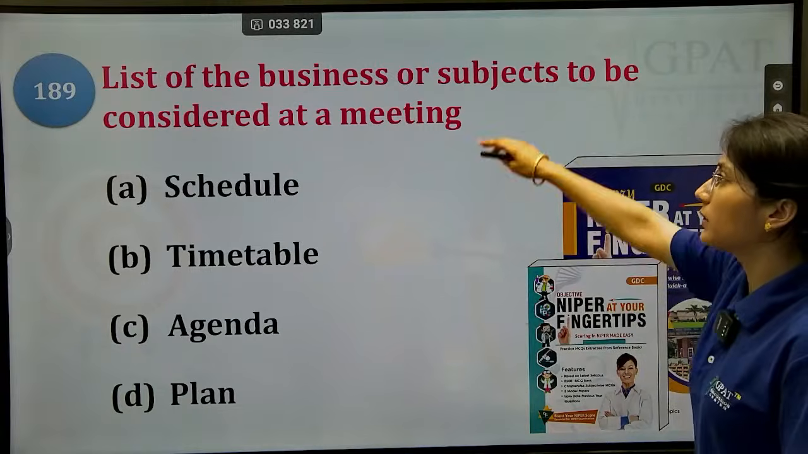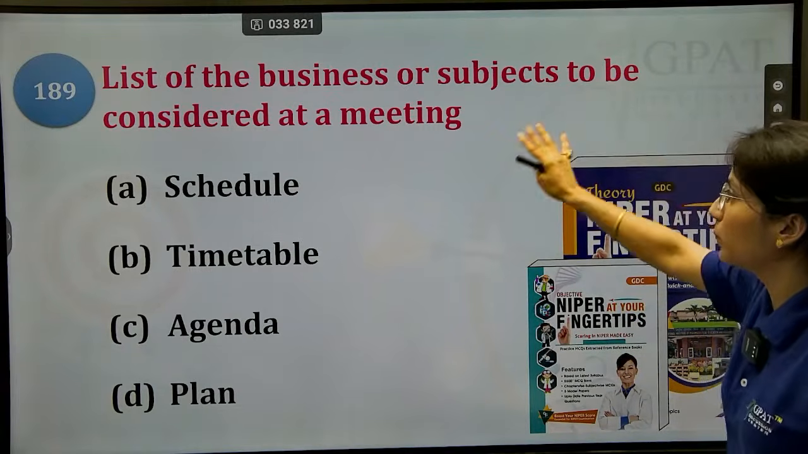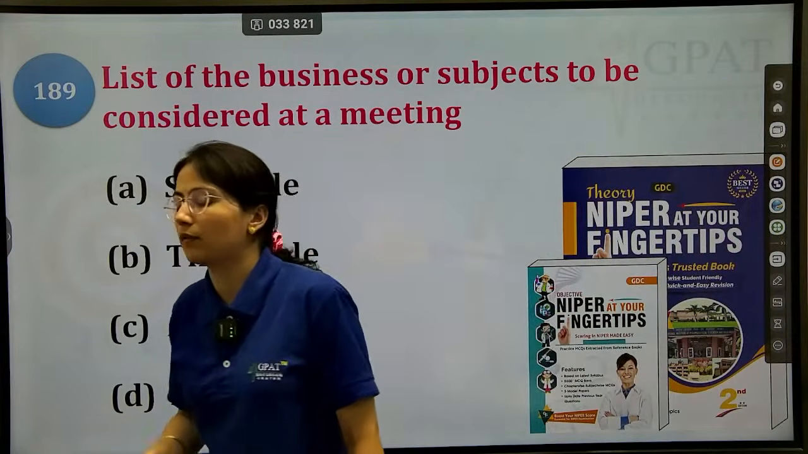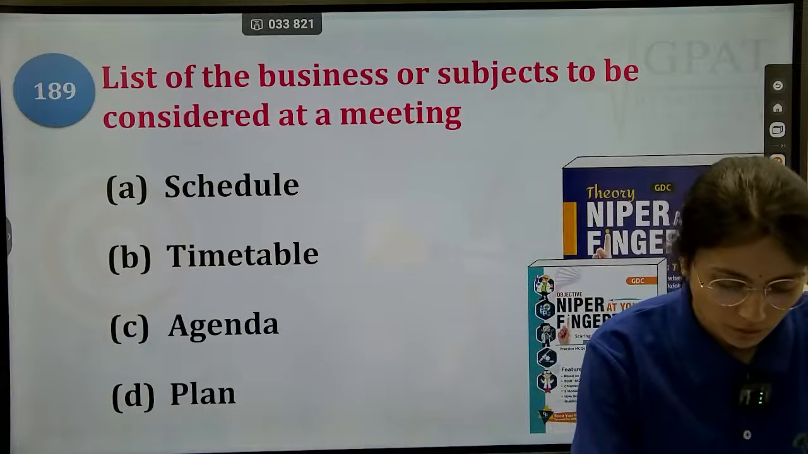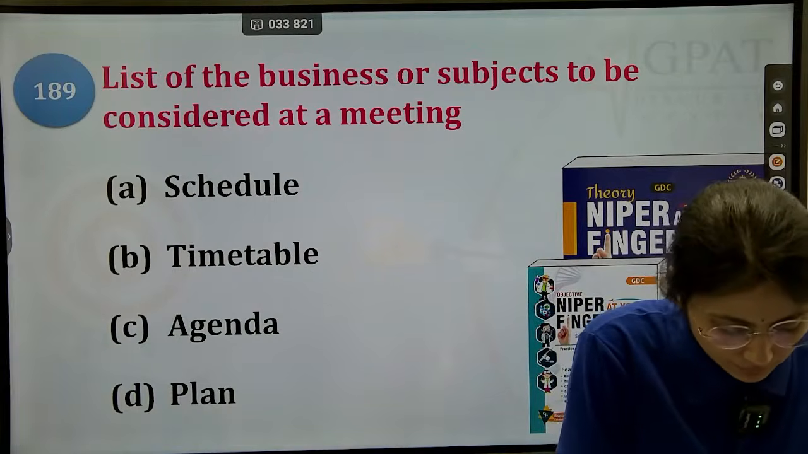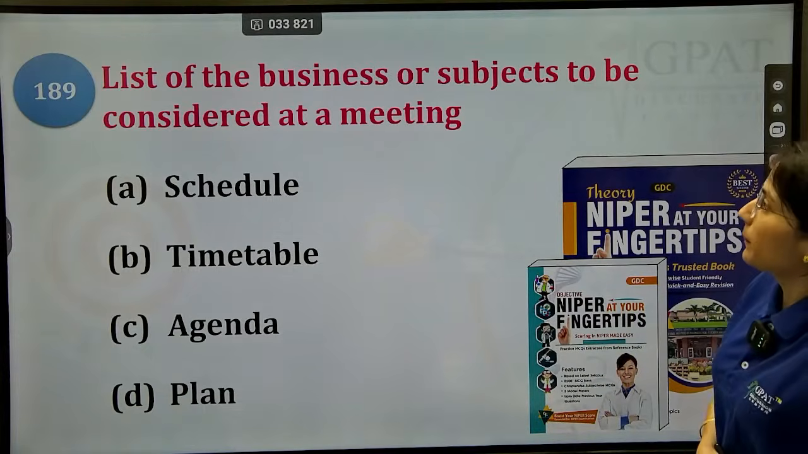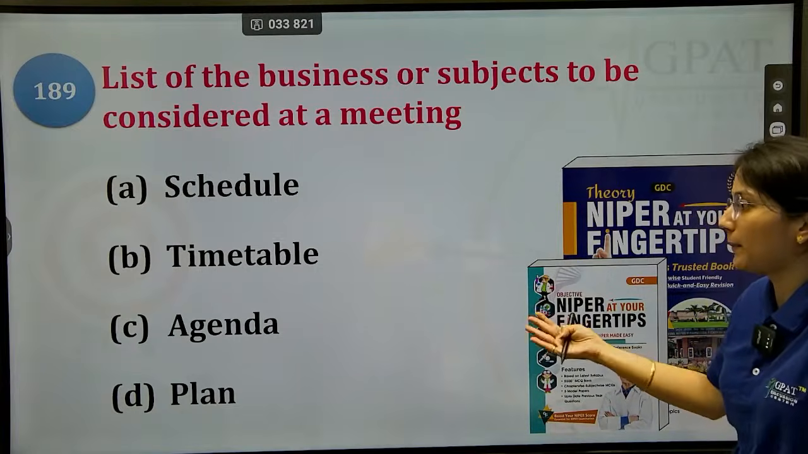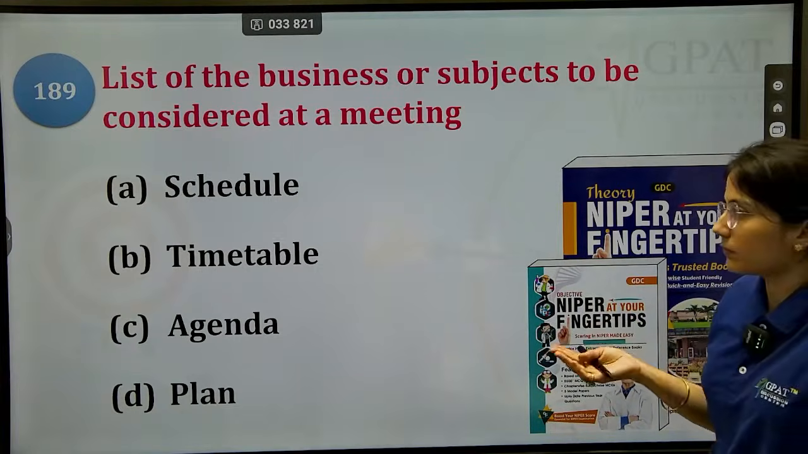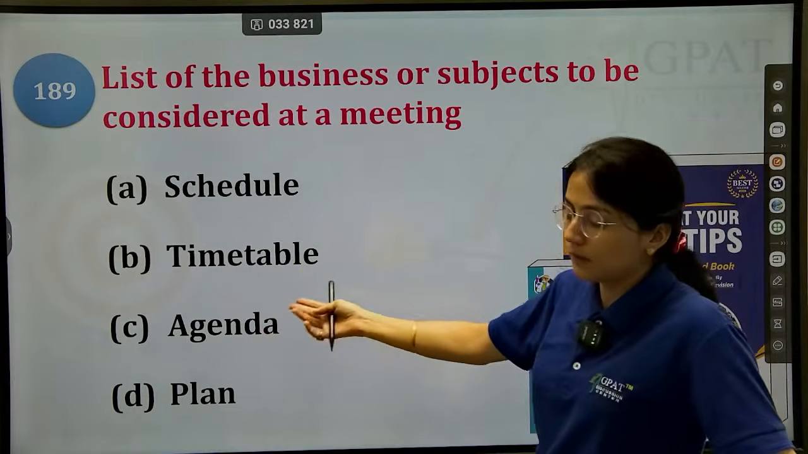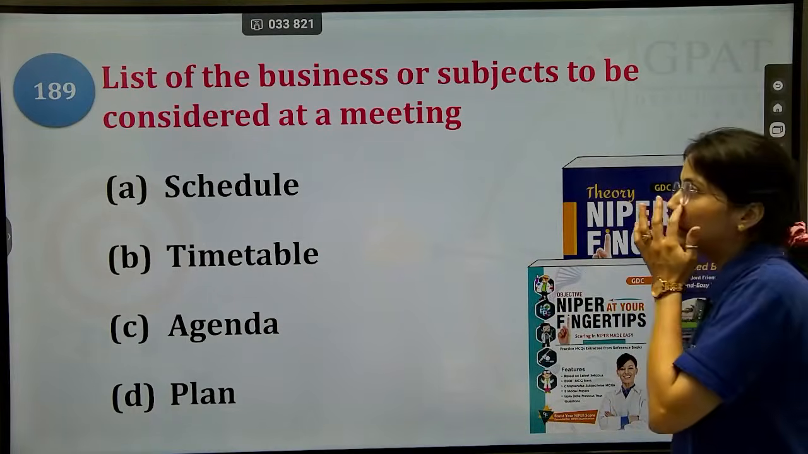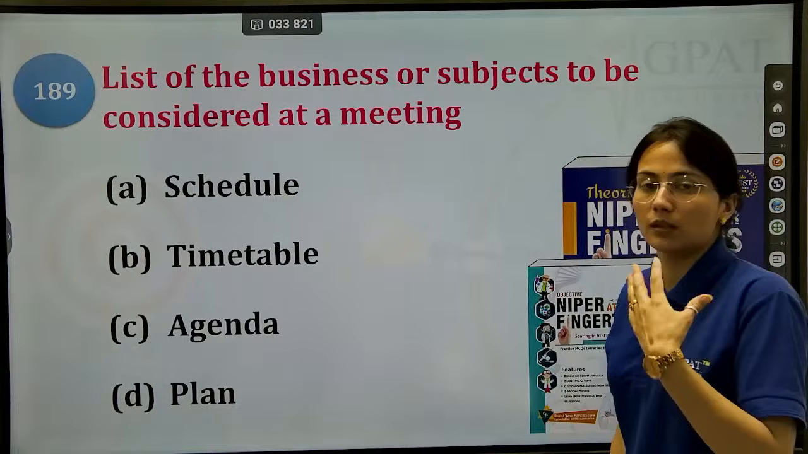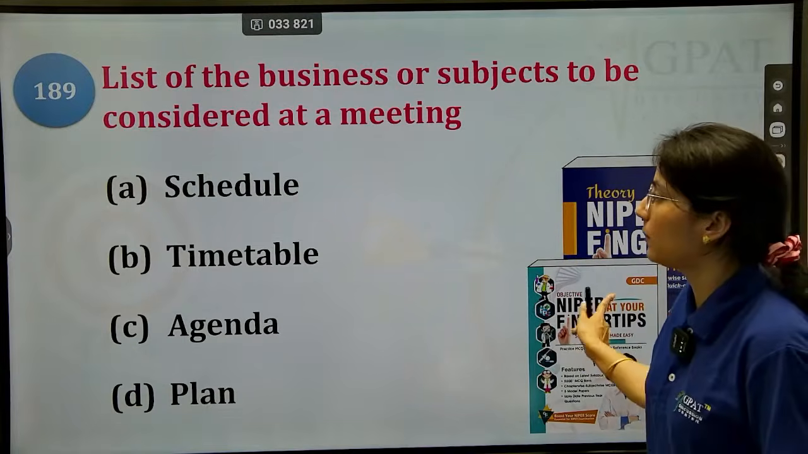Now, question number 188. List of the business or subjects to be considered at a meeting: schedule, timetable, agenda, plan. What is the correct answer? From the given four options, agenda is the correct answer, like for talking something in a meeting, some agenda. So option number C is correct.